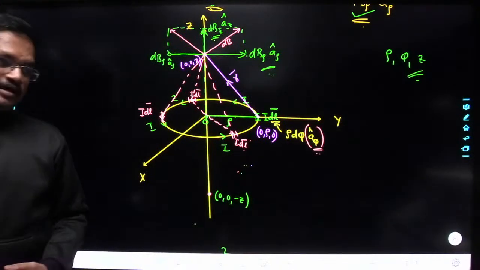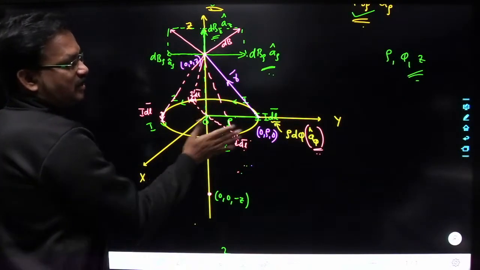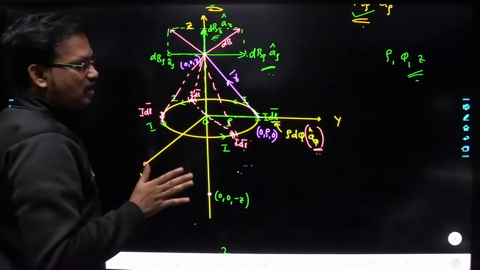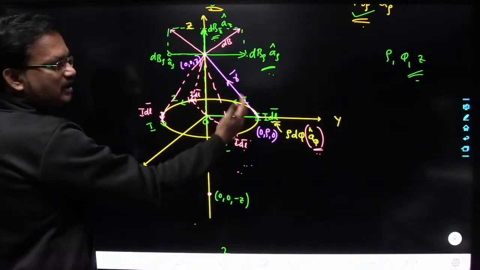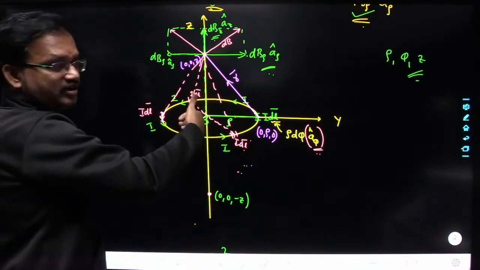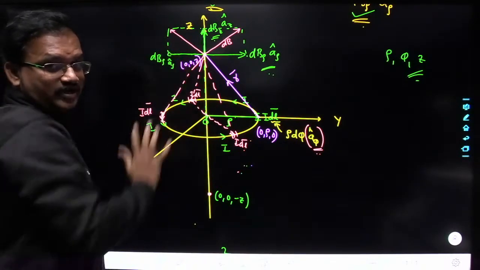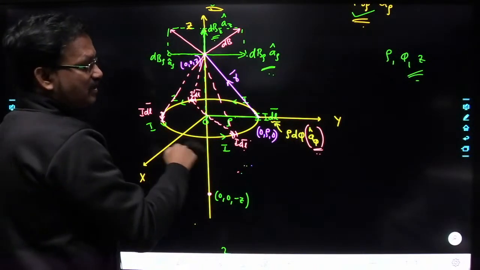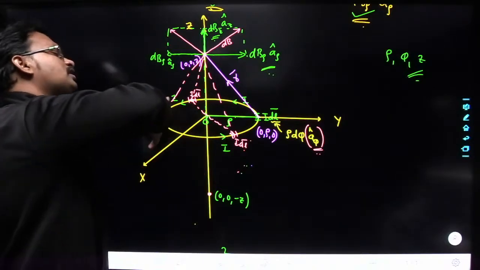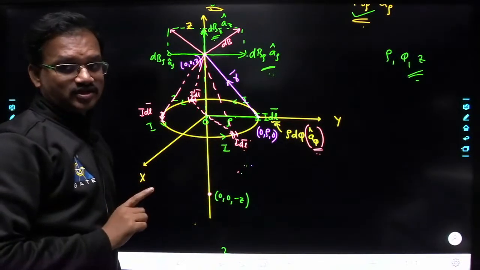Why here? See here, the current is flowing in which direction? The current is flowing in anti-clockwise direction. So use the right hand rule here. Enclose the four fingers along the current direction in anti-clockwise direction. Then what is the direction of B field? Positive Z direction. So it depends upon whether the current is flowing in anti-clockwise direction or clockwise direction. If the current is flowing in clockwise direction, then only the B field is going to point in negative Z direction.